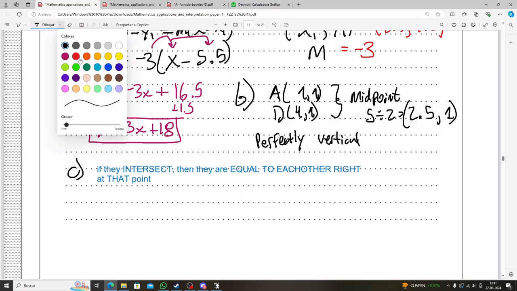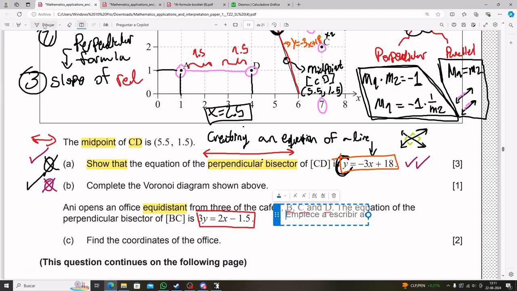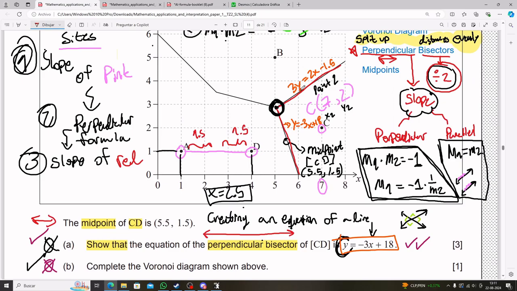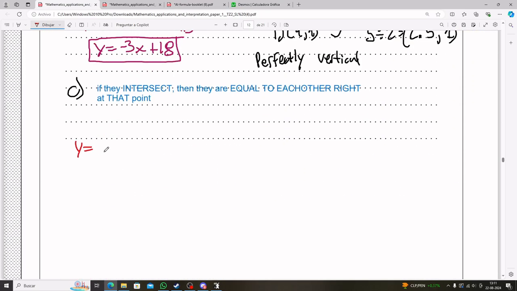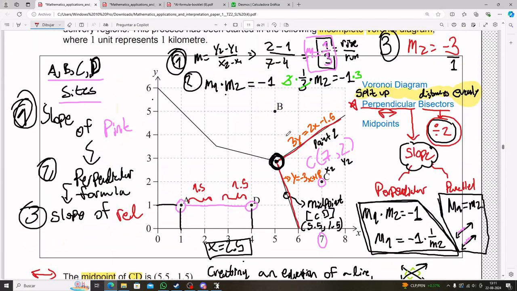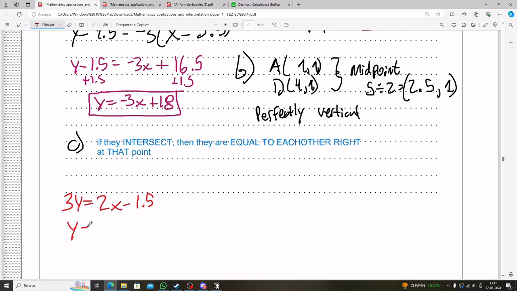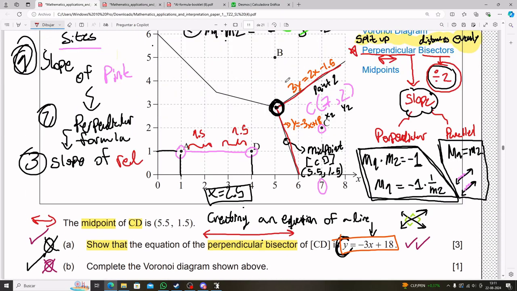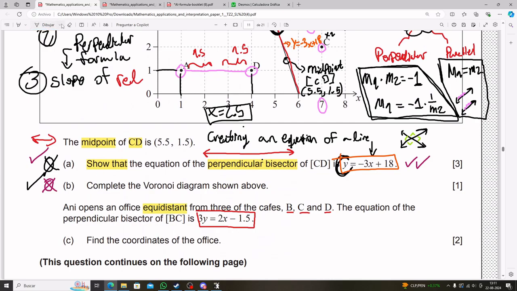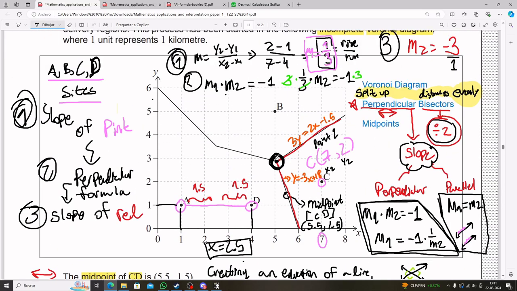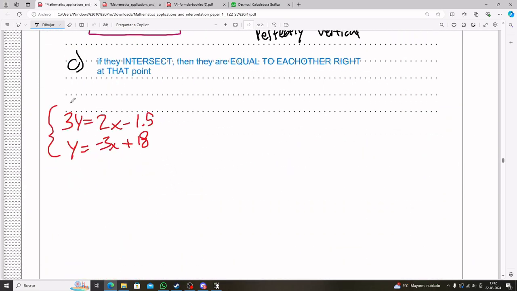So my first equation was 3y equals 2x minus 1.5. This was your first equation. And your second equation from part A is y equals negative 3x plus 18. If you find the intersect between these two lines, that's where the two lines meet. That will be exactly the equidistant location where Annie wants to open this office. So how do you find the intersect between these both?